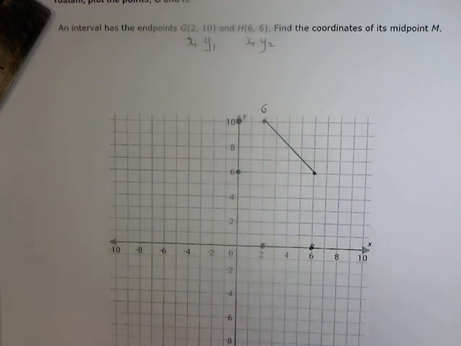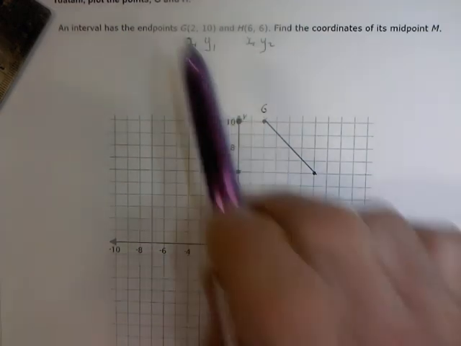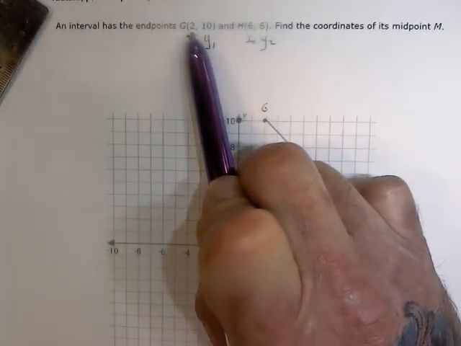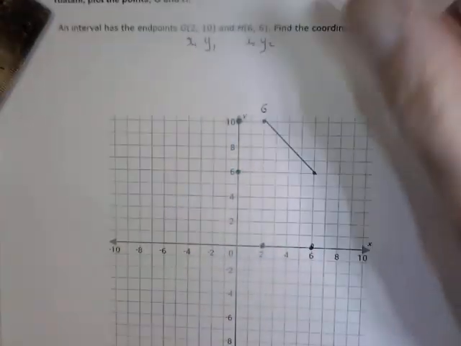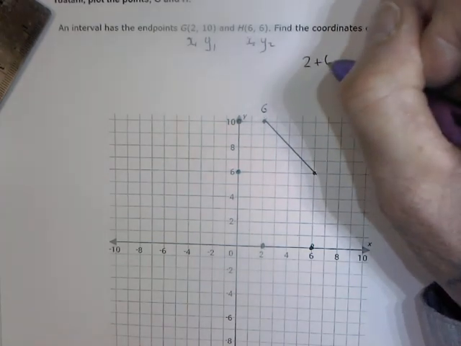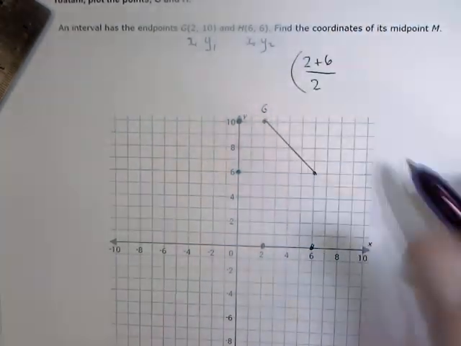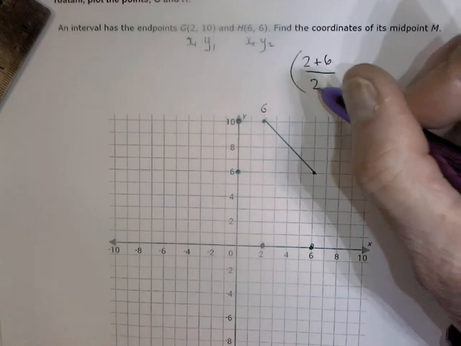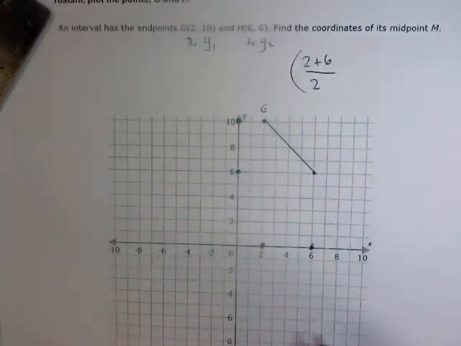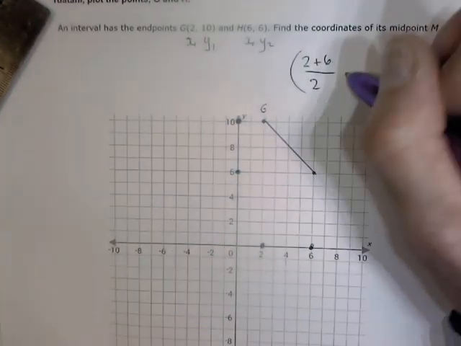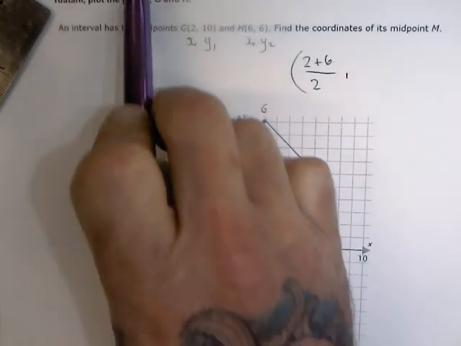What you're going to want to do is show your mahi. x1 plus x2. x1 is 2, x2 is 6. So you will go 2 plus 6 and divide by 2. 6 plus 2 is 8. 8 divided by 2 is 4. There's the midpoint 4.